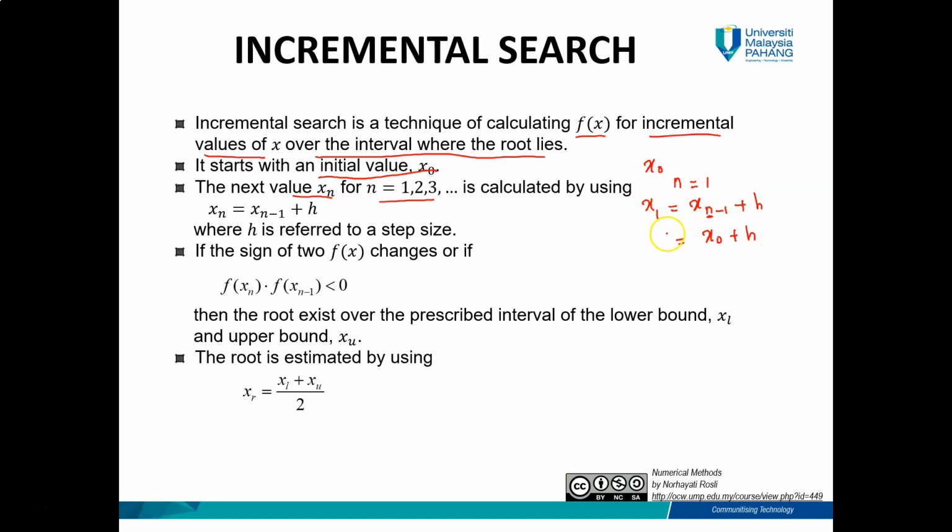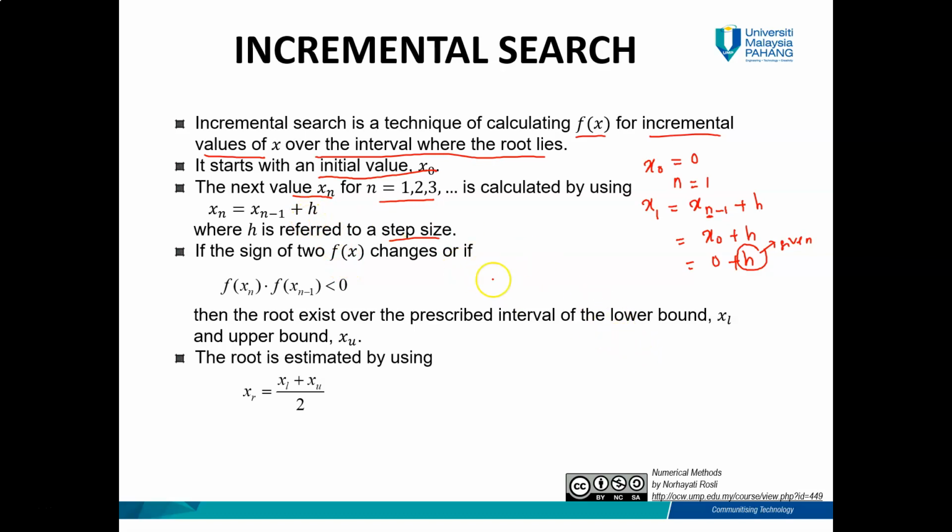From here, you know that you will have, for example, x0 equal to 0, and then x1 equals 0 plus h. And remember, in the question, I will give you this h. h will be given. This h is referred to as the step size. Once we got all the x values, you need to find the function f(x) for each x value.